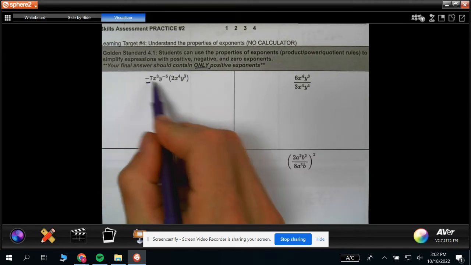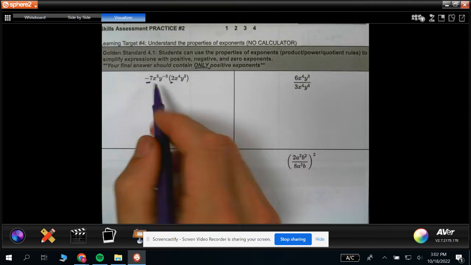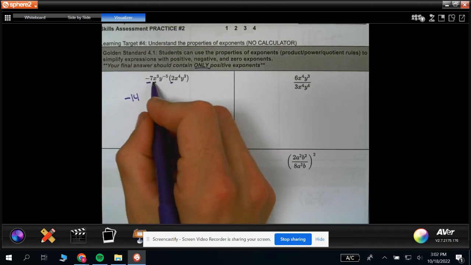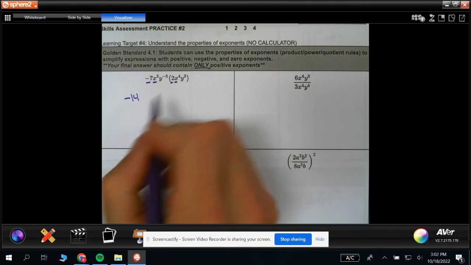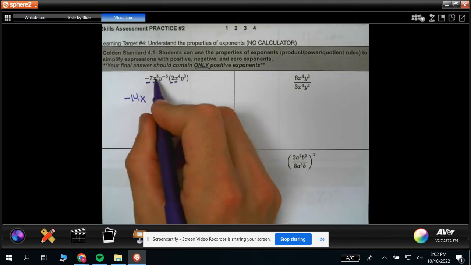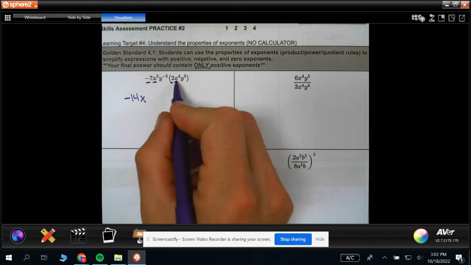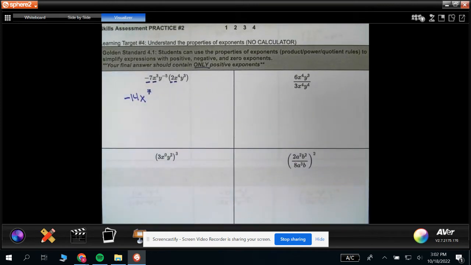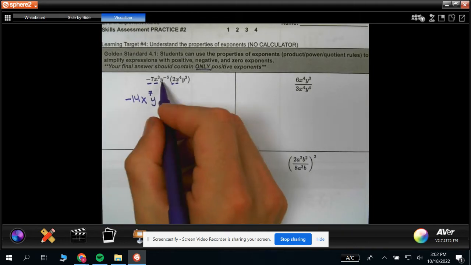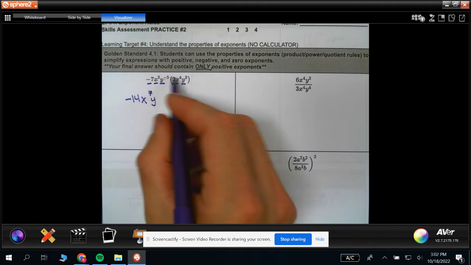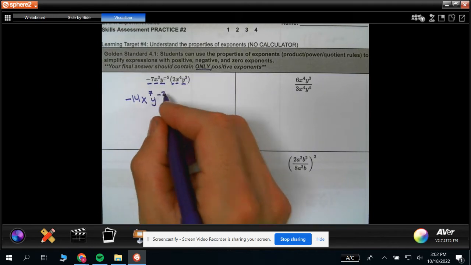First things we got here, let's multiply our coefficients. Negative 7 times 2 is negative 14. Look at your x's. I got x cubed times x to the 4th. When we're multiplying like this, we add the exponent. X cubed, 3 x's multiplying, x to the 4th, 4 x's. Means we have a total of 7 x's multiplying. Y, I've got y to the negative 5th times y cubed. Add them together, negative 5 plus 3 is y to the negative 2nd.